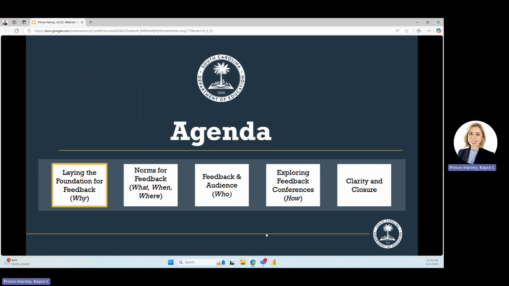So we are going to explore feedback through the agenda that we have on the screen, starting with laying the foundation for feedback. In other words, giving us the why, discussing norms for feedback, the what, when, and where, determining feedback and audience, in other words, the who, and lastly, exploring feedback conferences, which would be the how. Then we'll wrap up with clarity and closure.